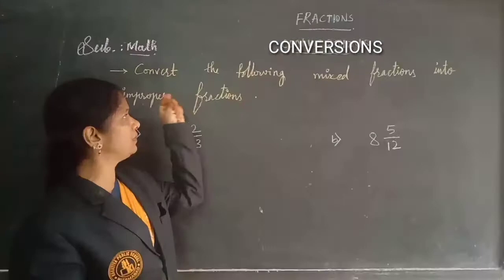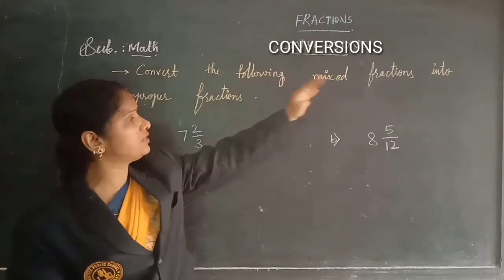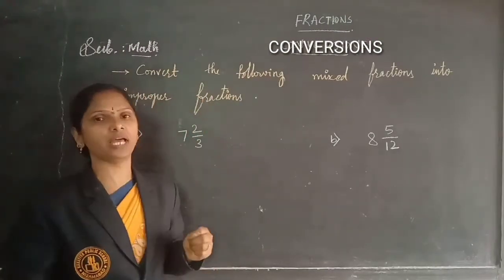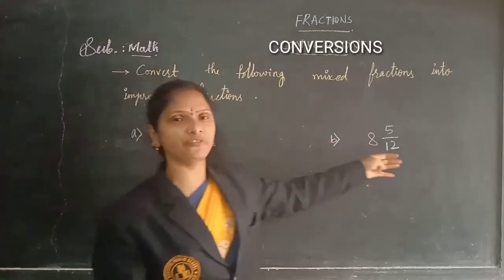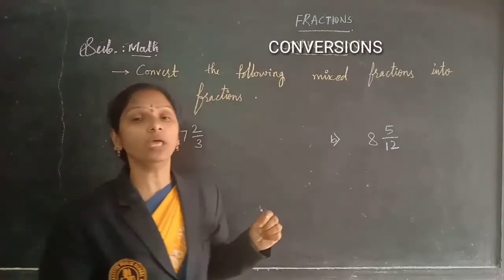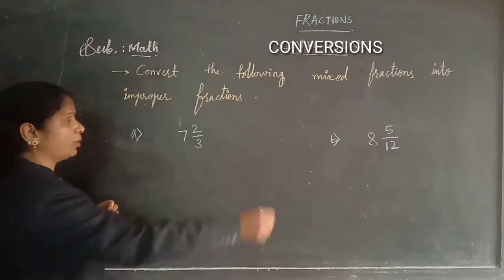Come on, have a look at this, children. Convert the following mixed fractions into improper fractions. Given fractions are mixed fractions, children. This we need to convert into improper. How to convert into improper?